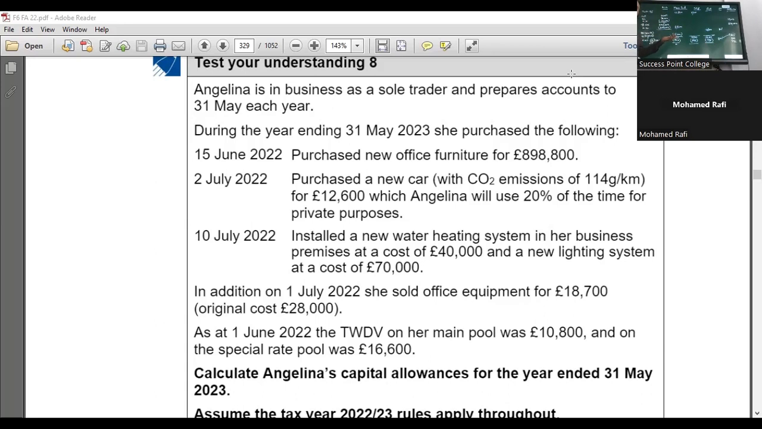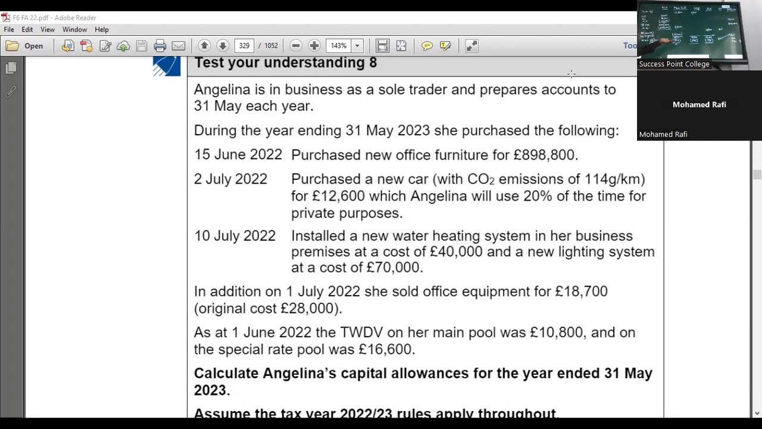If it is 1,000 pounds or less, we will claim the whole amount as allowance. That is called the small pool WDA. Where is 1,000? That is the limit. It means up to 1,000 balance is claimed as allowance. It's not that the remaining 1,000 is still a limit.